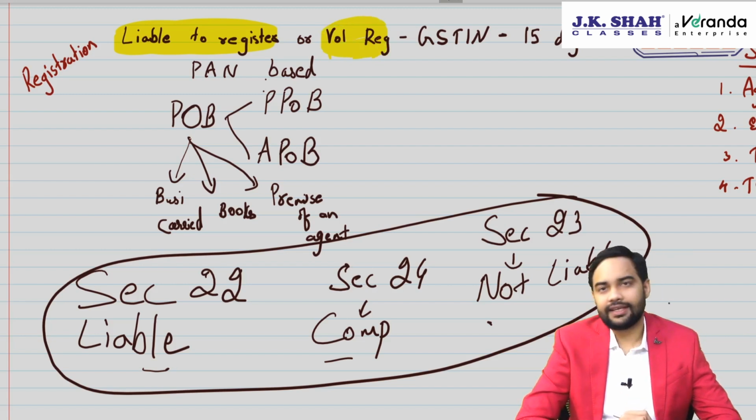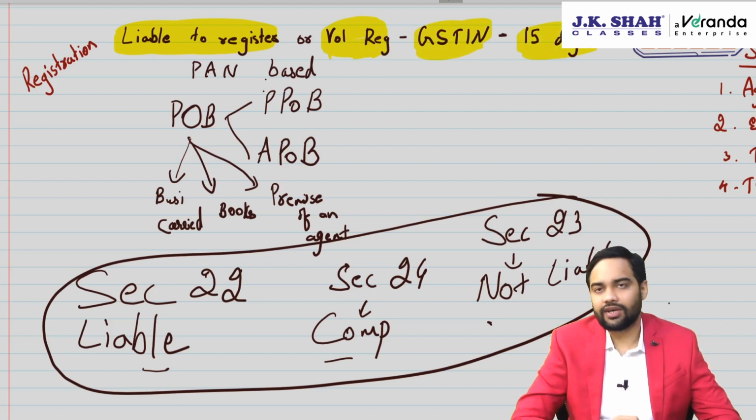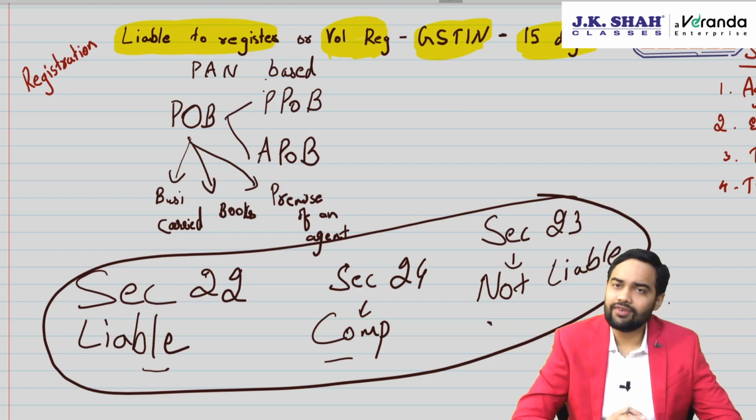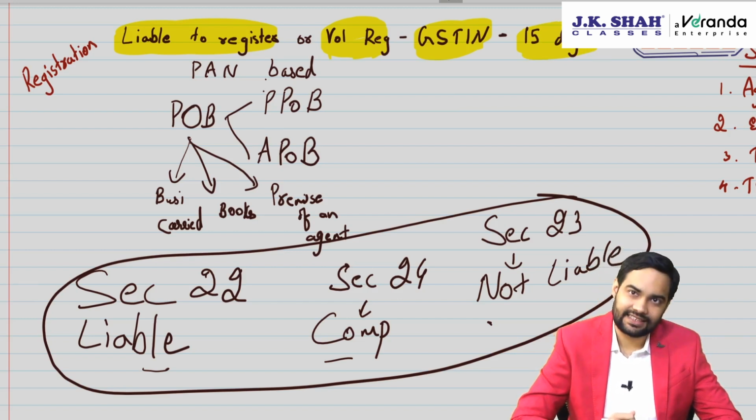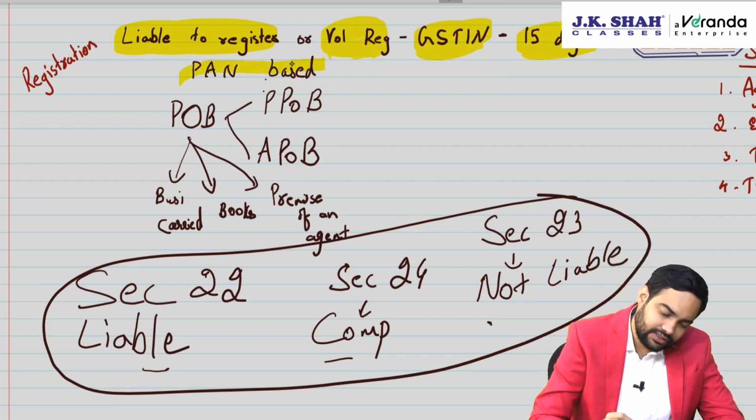Now, once you take registration, you get a GST identification number, which is a 15-digit PAN based alphanumeric code. First two digits represent state code, next 10 digits represent PAN, 13th digit is number of registrations in a state, 14th is fixed as Z, 15th is system generated. Now, registration is PAN based.